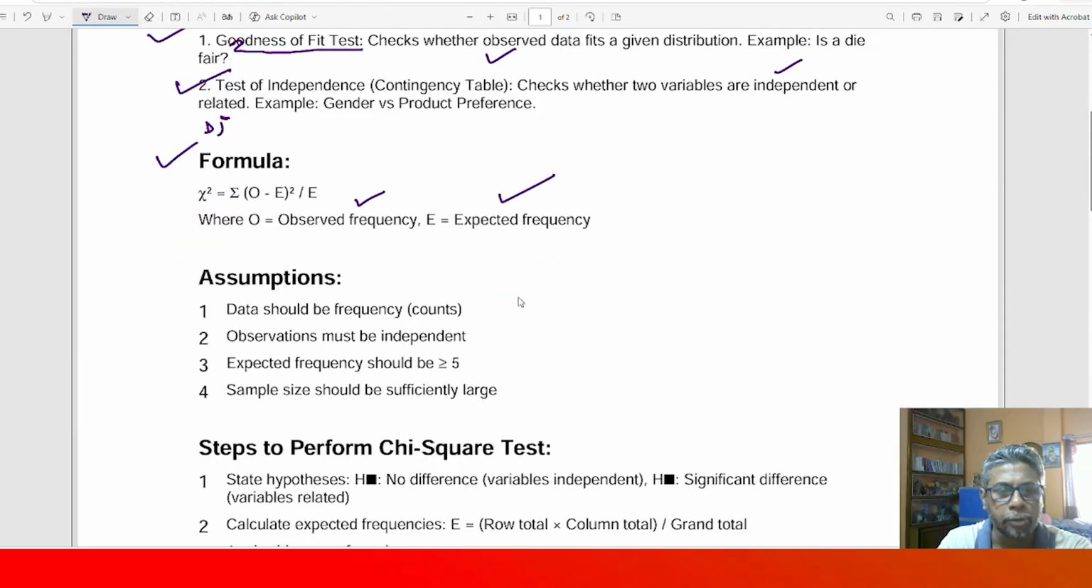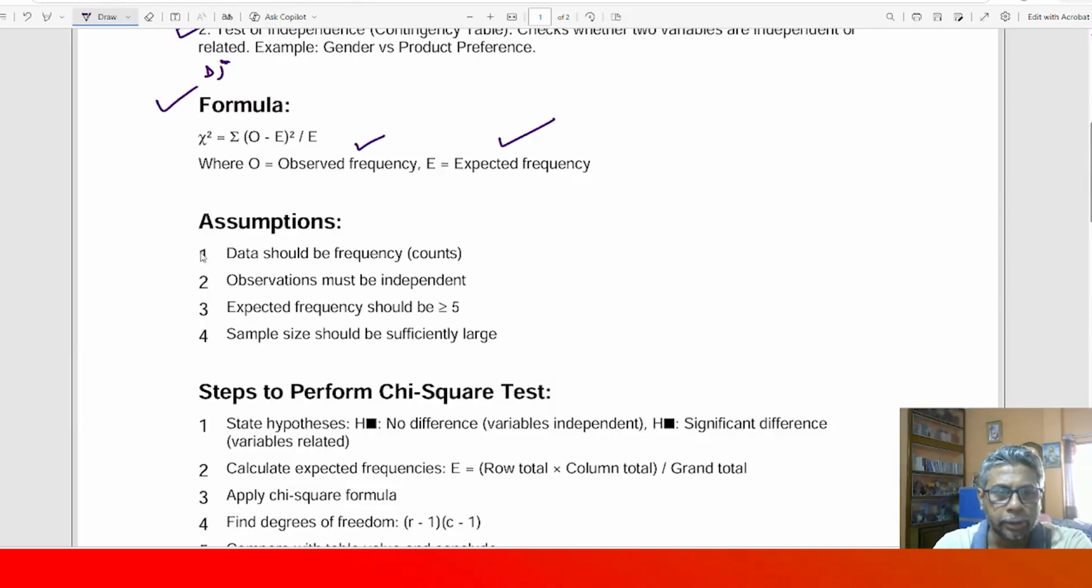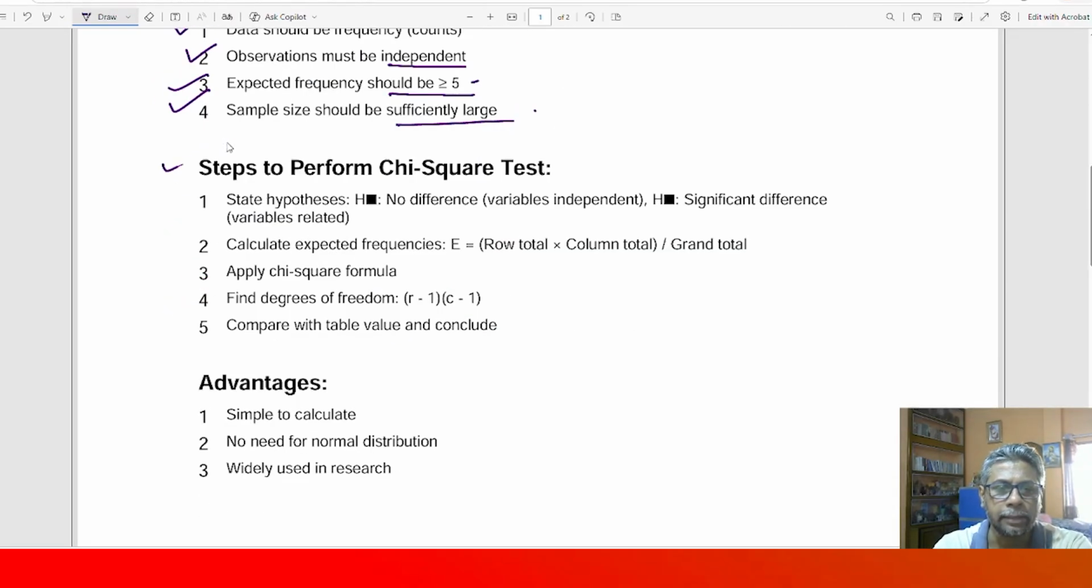There are some assumptions of the chi-square test. Data should be frequency counts. Observations must be independent, this is very important. Expected frequency should be greater than or equal to 5, and sample size should be sufficiently large. These are the assumptions. What are the steps to perform the chi-square test?